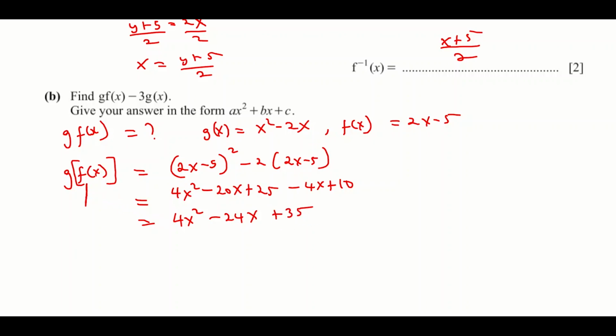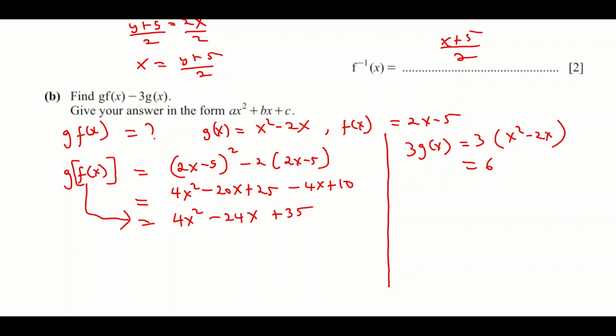The next thing we need to do is to get 3g of x. So 3g of x will be 3 times g of x, which is x squared minus 2x. Let's expand this. This will be 3x squared minus 6x. Now to go back to the question.